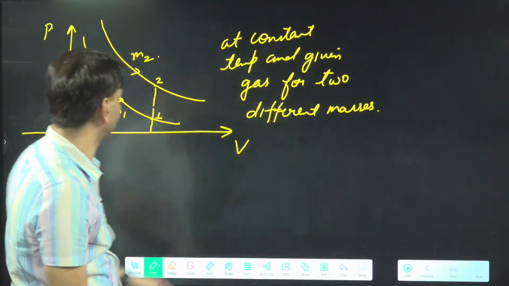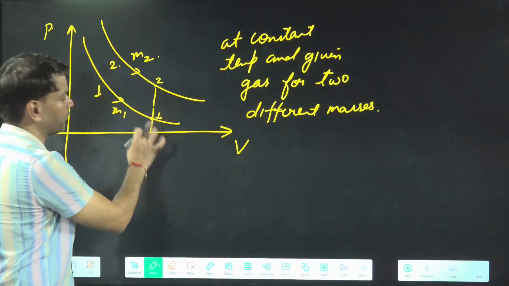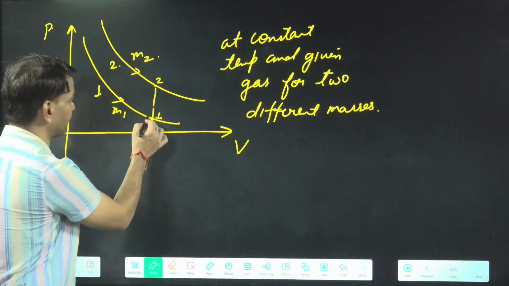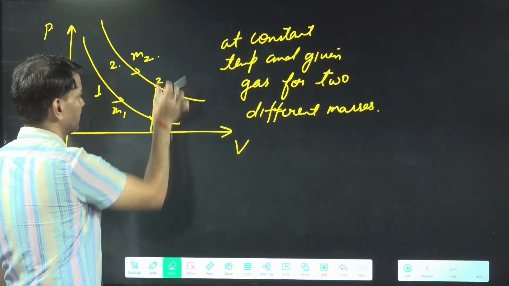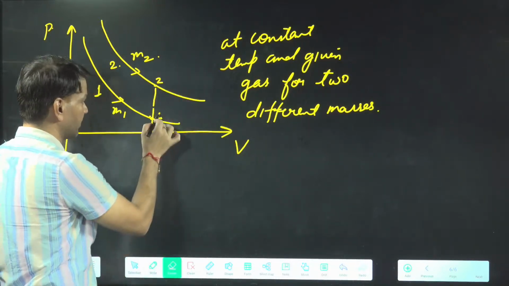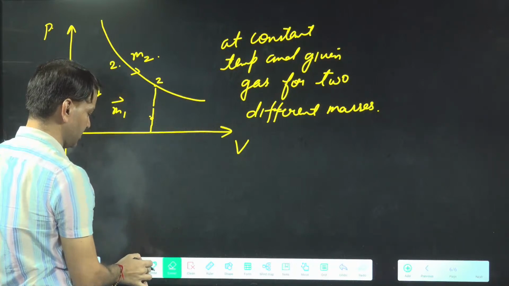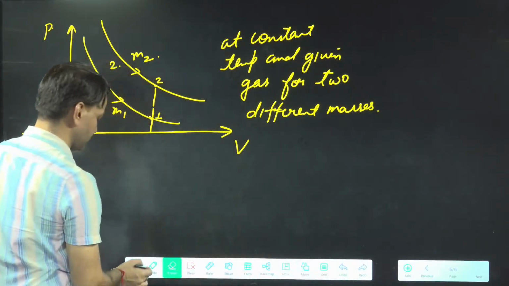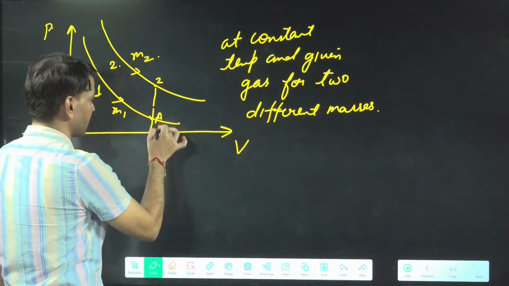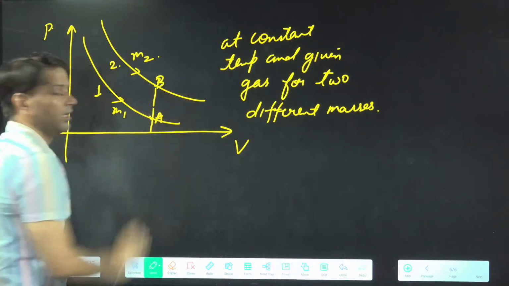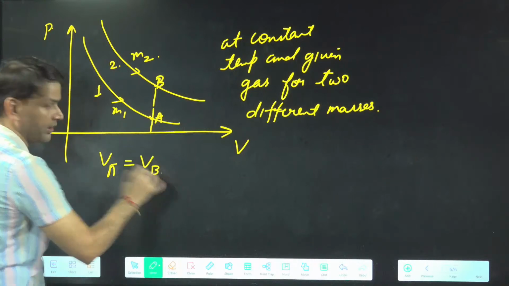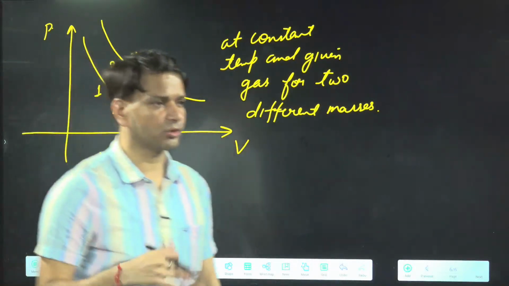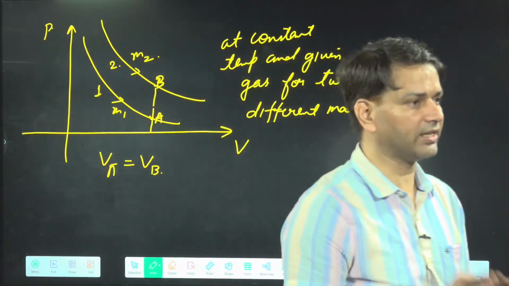So where the line cuts the graphs, at points 1 and 2, the volume will be equal. Otherwise you can write here A and B. This point is A, this point is B. So I can say volume at A is equal to volume at B. But these two graphs are for two different masses. Now I know the ideal gas equation.